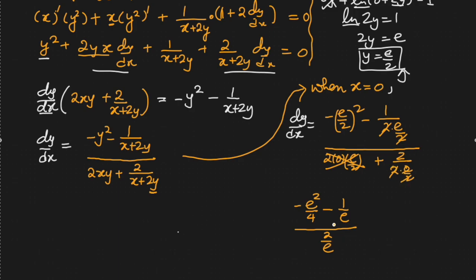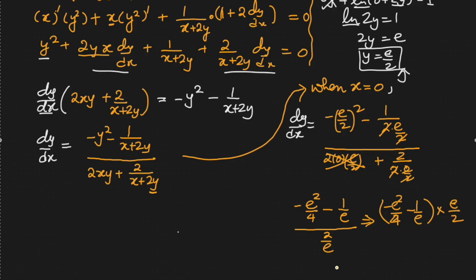yes, I've not made any mistake. So now let me try to make it simpler. So minus e square over 4 minus 1 over e is the numerator. Can I write it divided by this 2 over e? So multiplied by e over 2. When we convert a division into multiplication, the one which is dividing it reciprocates. That's what is happening here.